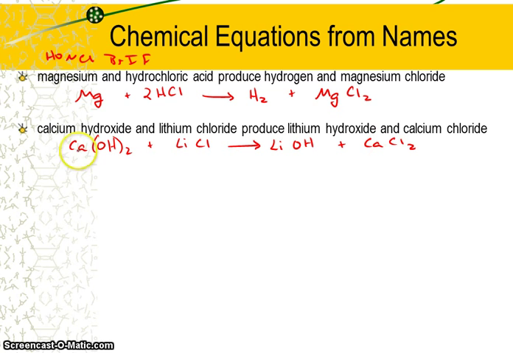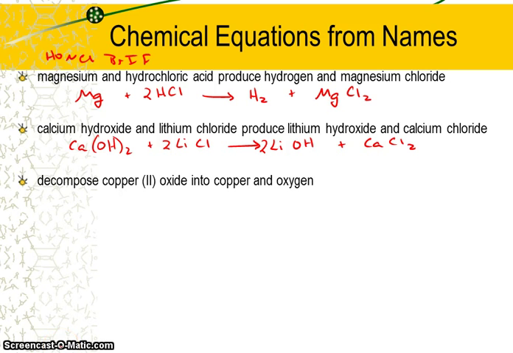Now we're going to balance. 1 calcium, 1 calcium, 2 hydroxides, 1 hydroxide, so we'll put a 2 to balance our hydroxides, 2 lithiums, 1 lithium, 2 chlorines, 2 chlorines. So we have a balanced equation. And we've got a compound reacting with a compound where the calcium displaces the lithium and the lithium displaces the calcium, so we have a double displacement reaction.